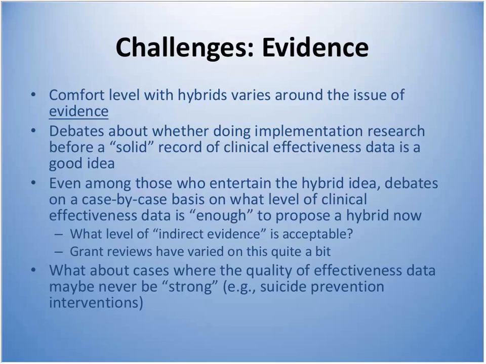Even among people who entertain that hybrids might be a good idea, we have seen debates on a case-by-case basis on what level of clinical effectiveness data is enough to propose the hybrid design that you want to do right now. So what level of indirect evidence is acceptable? And in some of my own proposals and those of colleagues and other people, we have seen grant reviews varying at times widely on this. And we also have cases where the quality of effectiveness data may never be, quote, unquote, strong, when you can't randomize to interventions, for example, suicide prevention interventions.